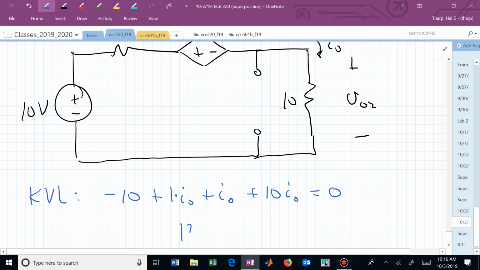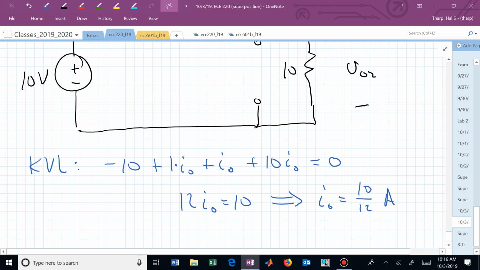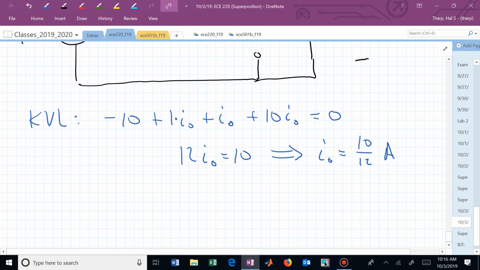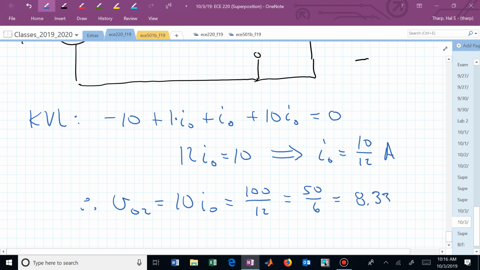This tells us that we have 12 I sub 0 is equal to 10, or I sub 0 is 10 over 12. Therefore, V sub 0 sub 2 is 10 times I sub 0, which is now 100 over 12, or 50 over 6, or 8.33 volts.